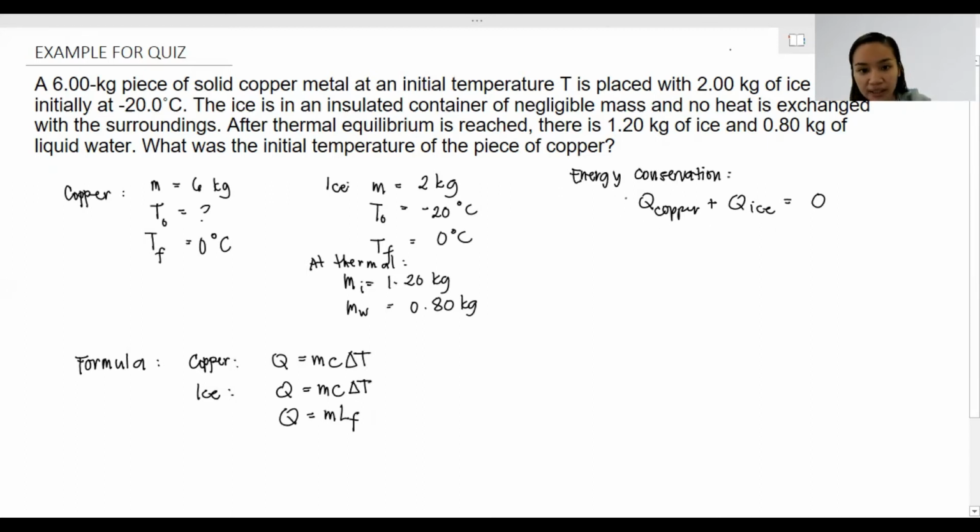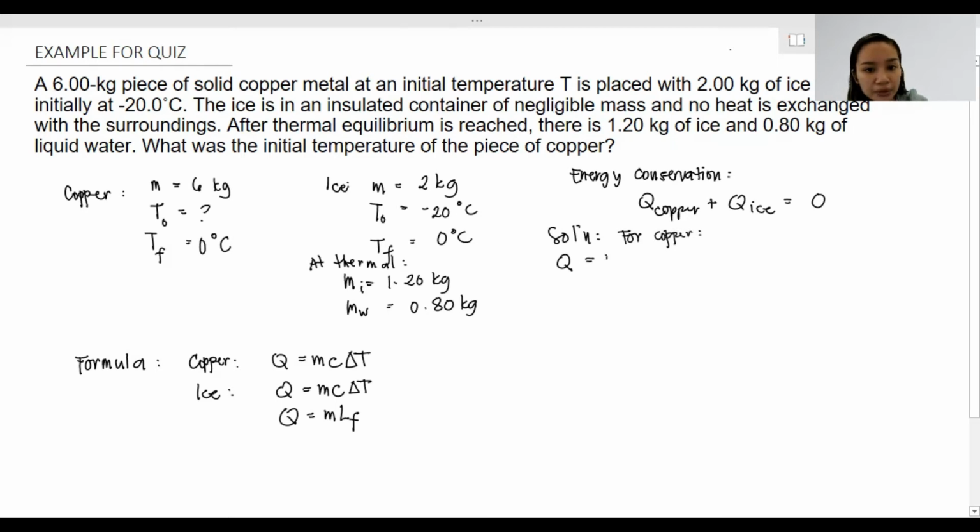And then we will proceed with the solution. For the solution, we'll start with the copper. So this is for copper first.